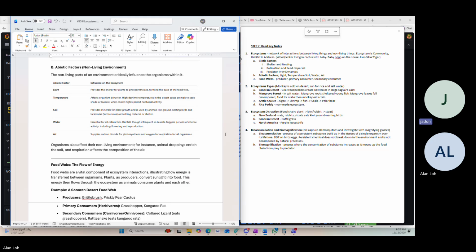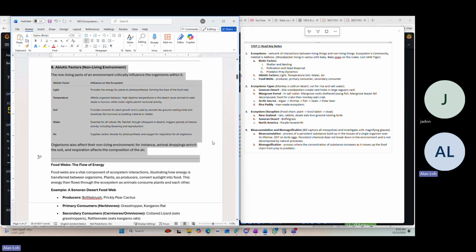Okay. Now you read this part, and you know that this part is drawer number one here, and on this particular section. Okay. Let's start reading.